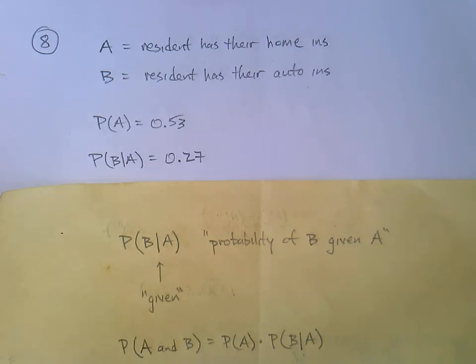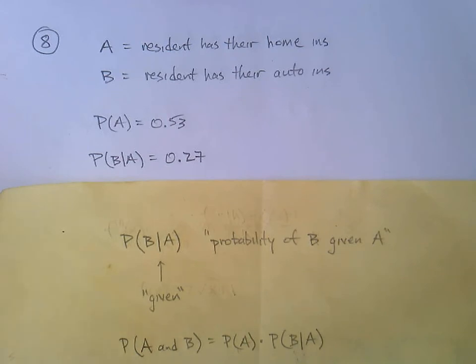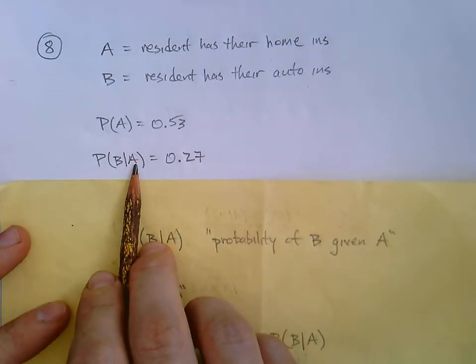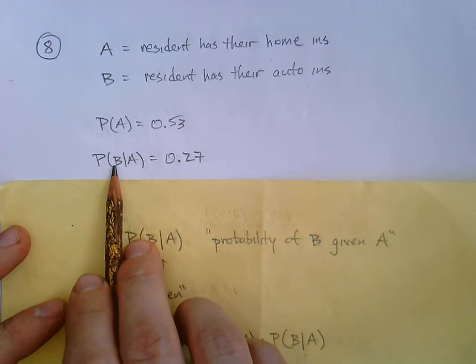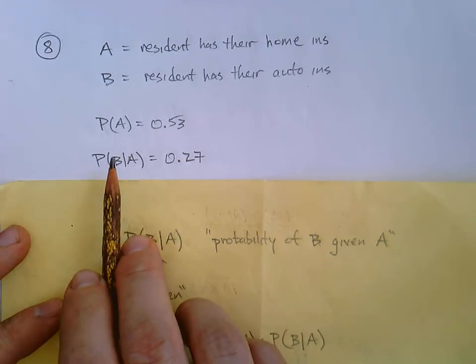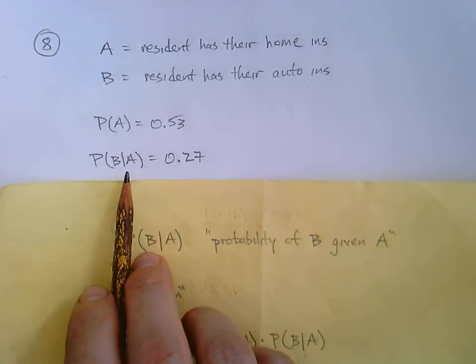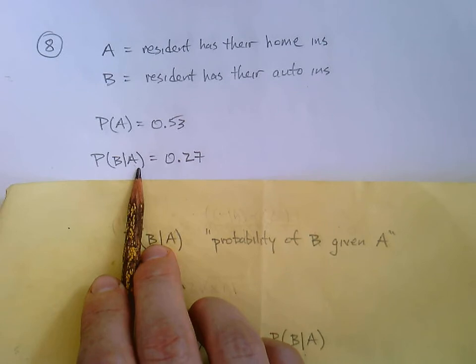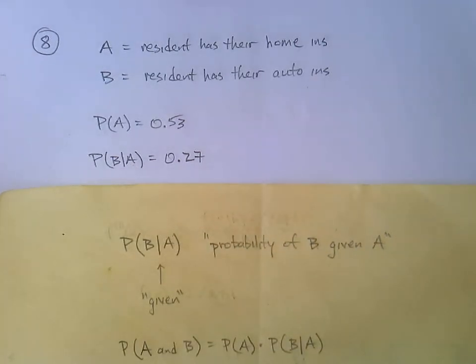Why? Because they're only looking at the people who have their homeowners insurance. So assuming this person already has our home insurance, what are the chances that they also have auto insurance with us? So what's the chance they have auto insurance given that they already have home insurance with us? Okay, and it's 27%.